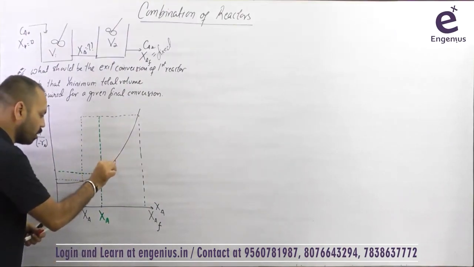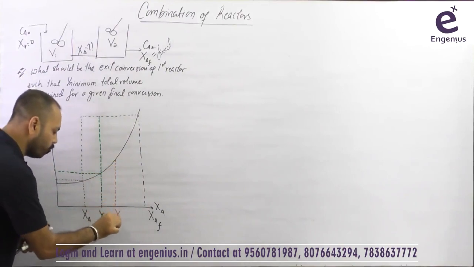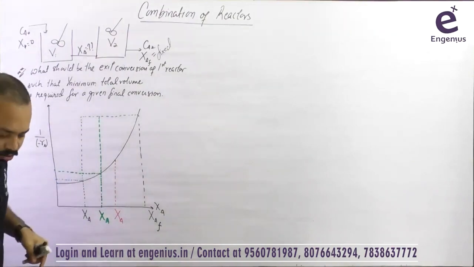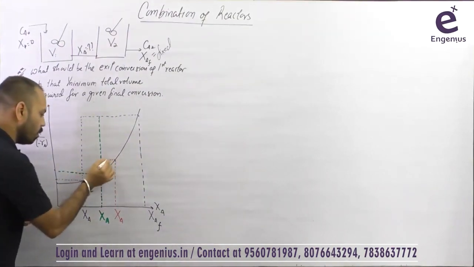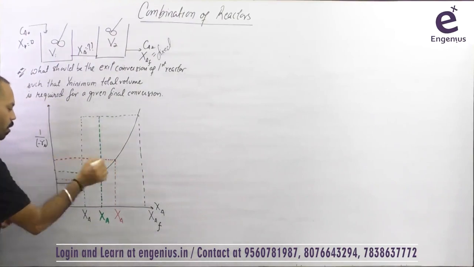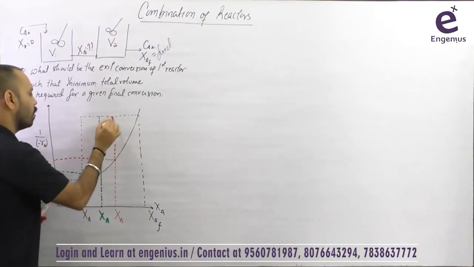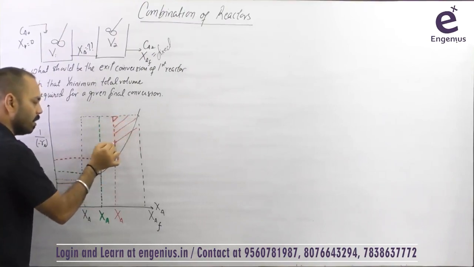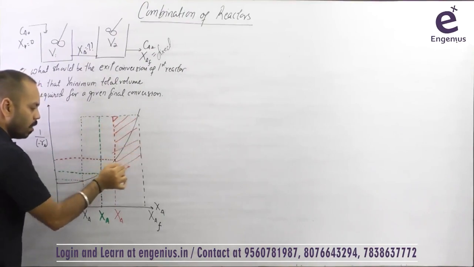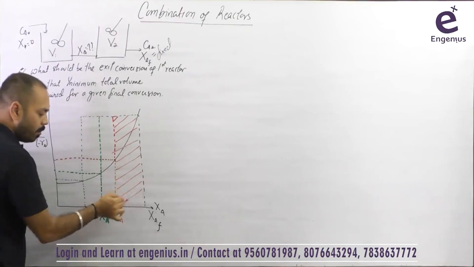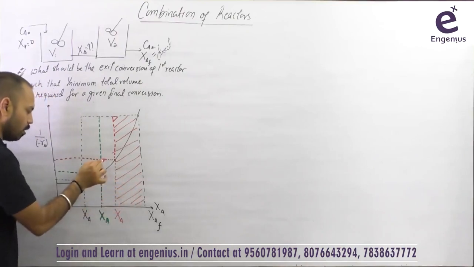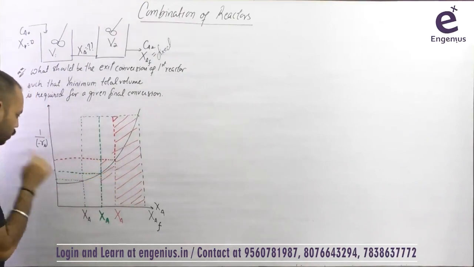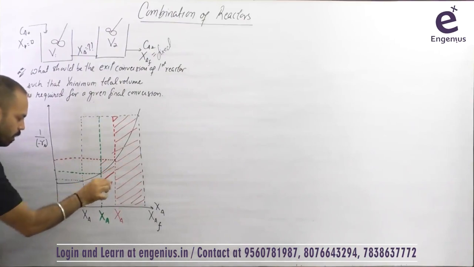If you keep the intermediate conversion here, in this case the volume of the two CSTRs connected in series is going to be different. In this case, the volume is going to be entirely different. And then this. So one possibility, and like this, there are infinite possibilities. You can have the intermediate conversion at this point and then the total volume of the reactor. I hope you will be able to make this graph. And then the total volume of the reactor should be like this.